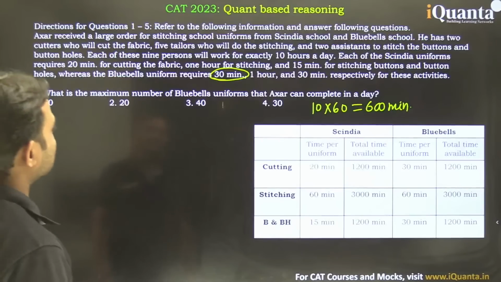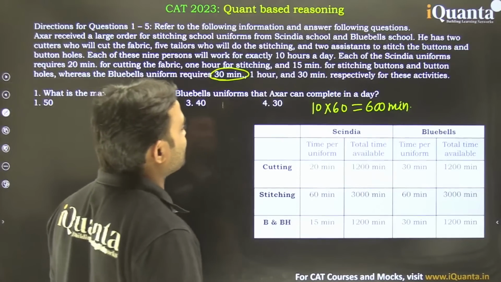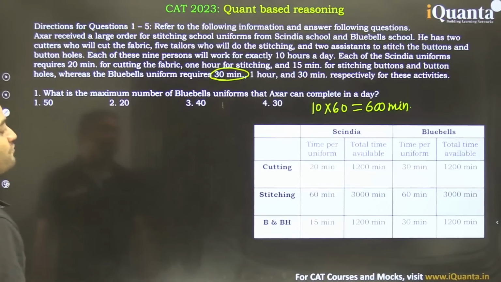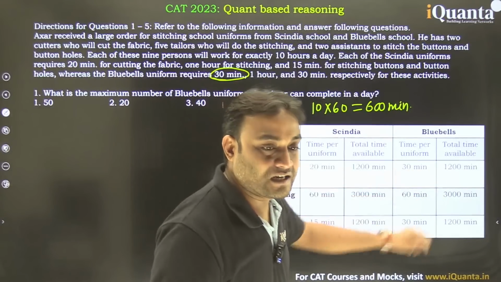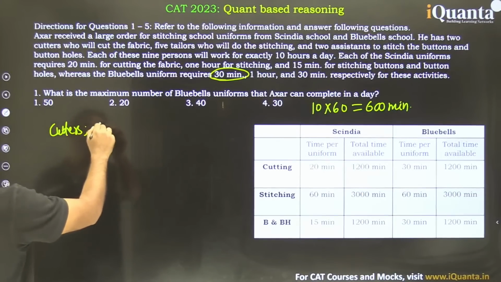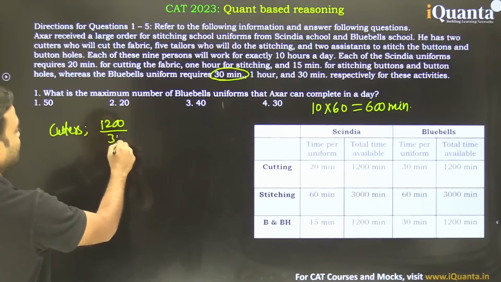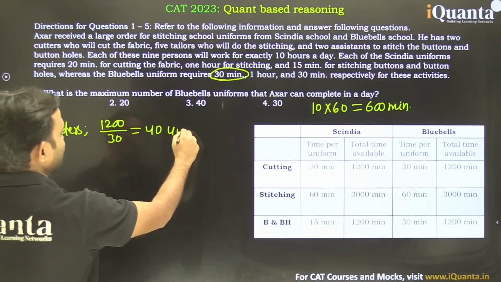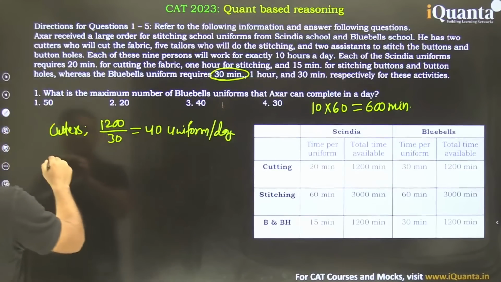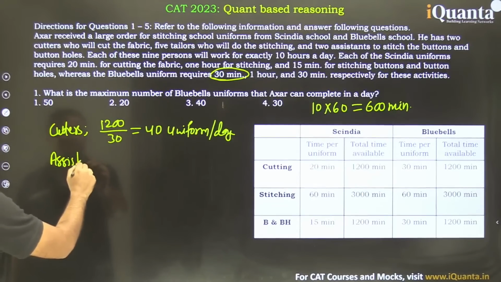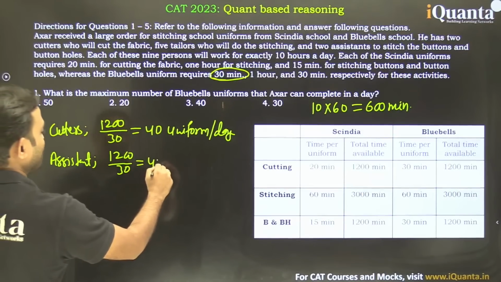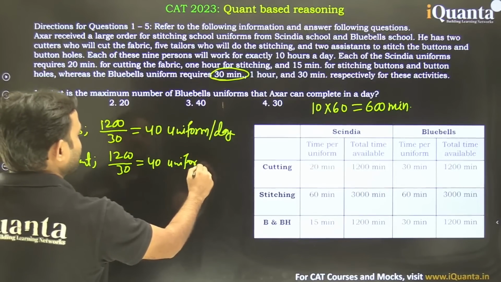The question is, what is the maximum number of Bluebells uniforms that Akshar can complete in a day? So if we think per cutter, the cutters can cut a total of 1200 upon 30, 40 uniforms in a day, and the same for assistants. Those assistants can stitch the buttons and buttonholes for 40 uniforms per day.